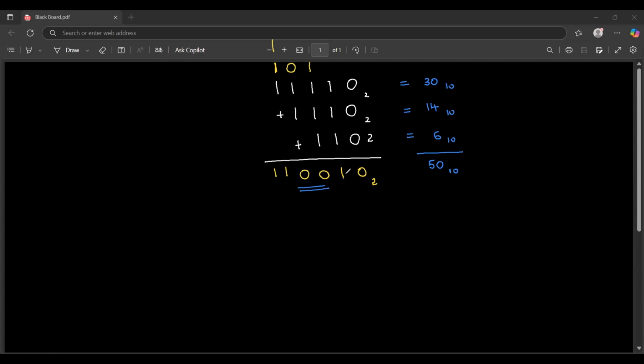So let's check. So 2 plus, here we have 4, 8, 16. 2 plus 16, 18. 18 plus 32, 50. So you have done it correctly. Okay. So this is how you can verify. The homework for you is to check whether all the additions I have done for the previous questions are correct. Okay, check them. I will talk about subtraction in the next video.